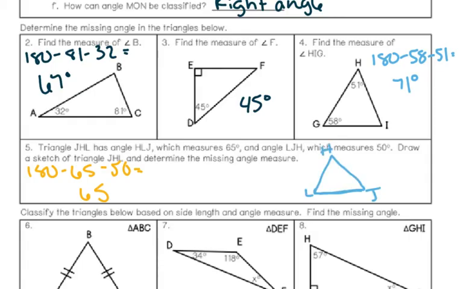I went ahead and drew just a really rough sketch of this triangle and labeled each corner with H, L, and J. Now, it tells me that angle HLJ is 65 degrees. So I need to find HLJ and label that one as a 65-degree angle. Next, it tells me that angle LJH, which is right here, is a 50-degree angle, so I can go ahead and label that as well. And then that means that the remaining angle, LHJ, up here, is going to be 65 degrees.